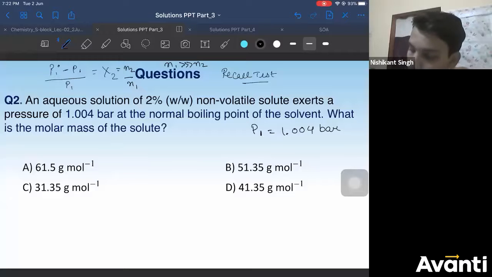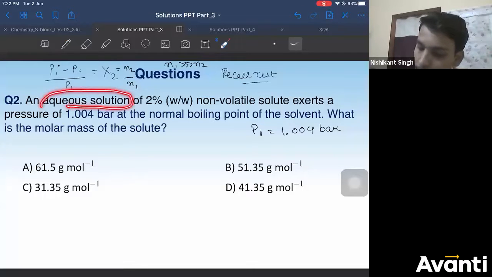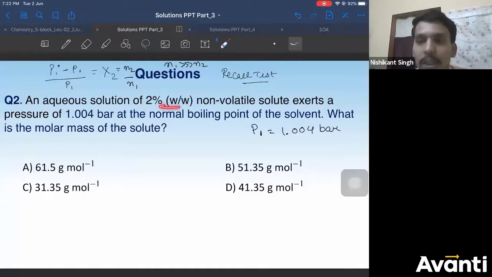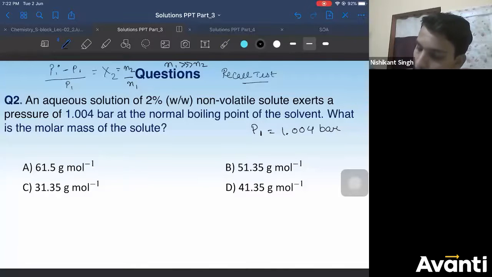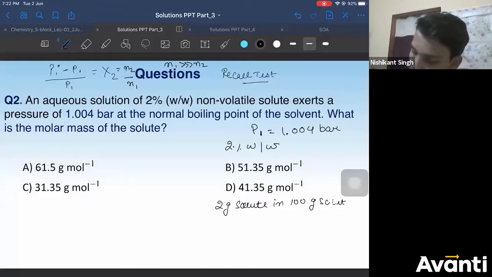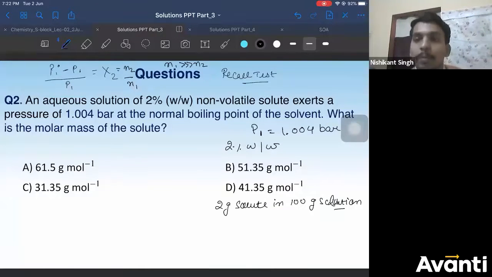Now P01 is not given, right? Now see carefully. The solution is an aqueous solution. And what is the concentration? 2% weight by weight. So 2% weight by weight means what? 2 gram solute in 100 gram solution, right? You have to find the molar mass of the solute.